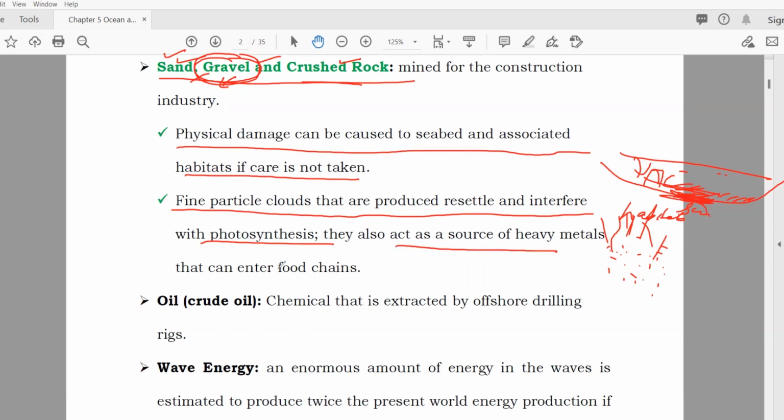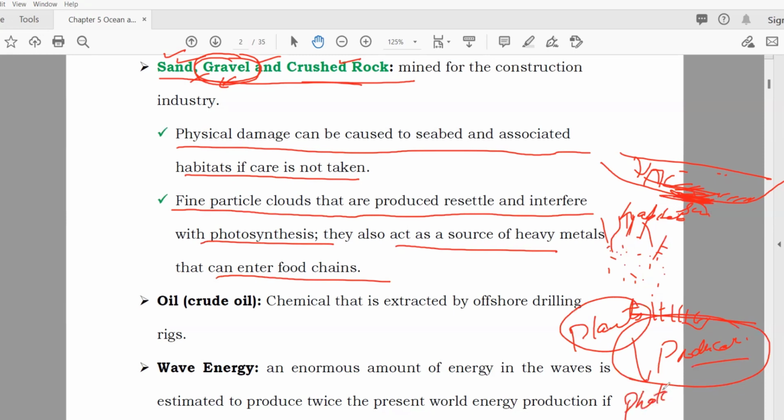They also act as a source of heavy metal that can enter the food chain. And you know that whenever we're talking about the food chain, the main thing at the bottom is the producers. If you see any food chain or food pyramid, down below you'll find the producers, and mainly producers are what? Plants. And how do plants produce their food? With the help of photosynthesis. So when you're talking about photosynthesis, plants are really important. And when you're doing all these activities to take sand, gravel, and crushed rock from there, it is possible that small stones, sand, or other pieces can come and disrupt photosynthesis, and also they can enter the food chain because they have become really fine.